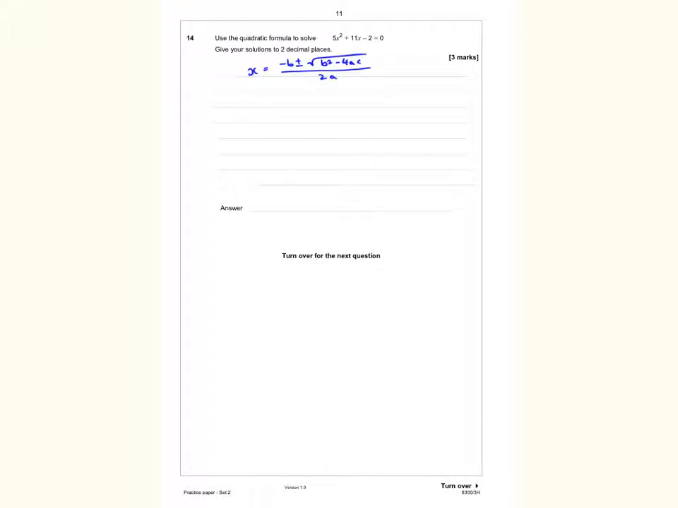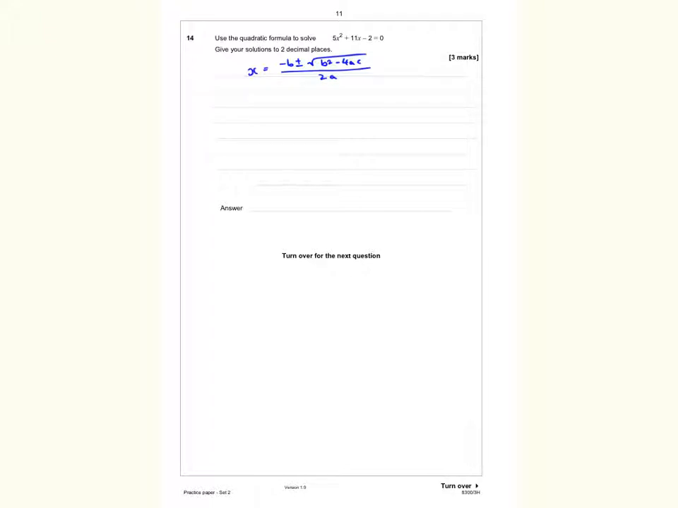Also, we could have been given a quadratic equation where it wasn't equal to 0. For example, we could have had 5x squared add 11x equals 2. That's not a form that I can use for the quadratic formula. I need it to equal 0 to be able to do that. So this is in a correct form, and we can just use that. Also, anytime you're substituting a negative value, it's always a good idea to put brackets around it, and you really should, because sometimes if you don't, your calculator can give you the wrong answer.